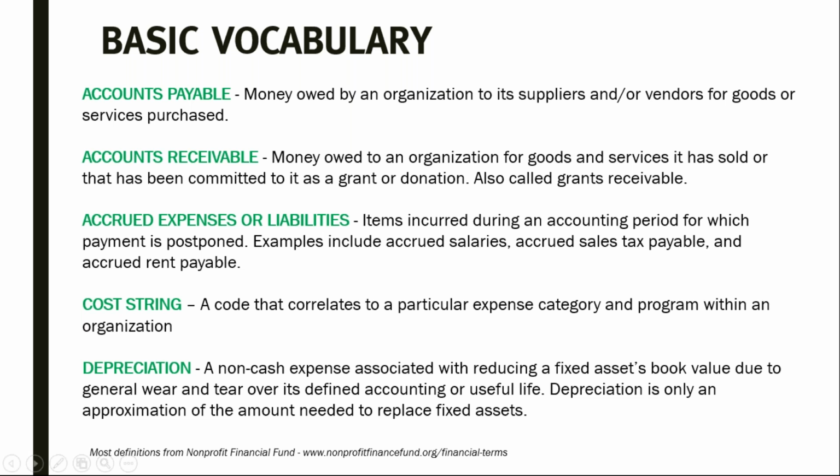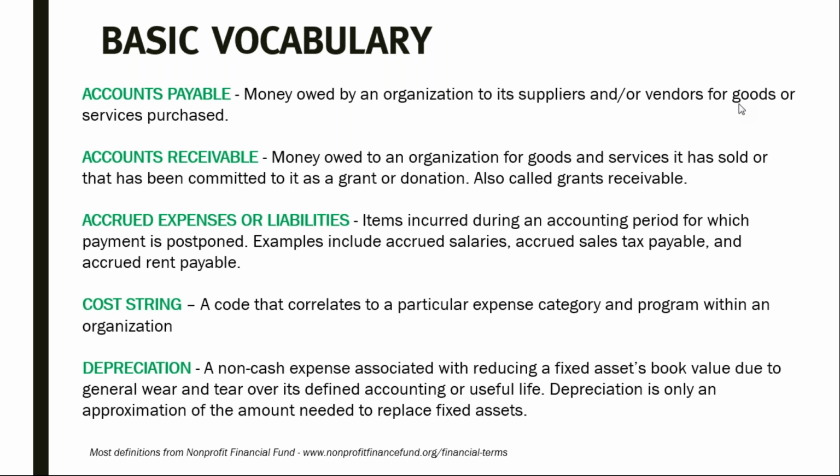So the first important term is accounts payable. This is money owed by your organization to others. So this is money that's going out of your organization. And then accounts receivable is money owed to an organization. Okay, so this is money coming in. If you think about it in terms of your basic budget, accounts payable would be in the expense category, and accounts receivable would be in the income category. So these are the two sides of your budget.